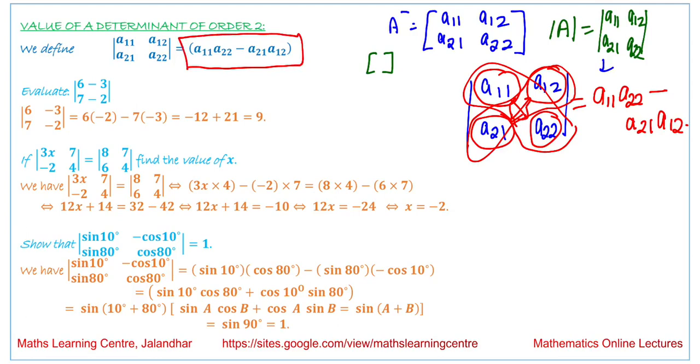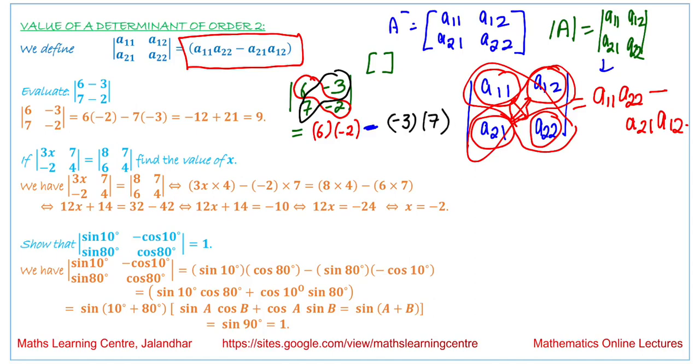Some examples are given over here. First is, evaluate the determinant of 6, minus 3, 7, minus 2. So what is the method? I look at the main diagonal first. So it is 6 into minus 2, then there is a negative sign. This is by the formula. Next, these are the terms we have, so it is minus 3 into 7. So the answer we obtain is minus 12 plus 21, that is equal to 9. This is how we can evaluate the determinant of a 2 cross 2 matrix.